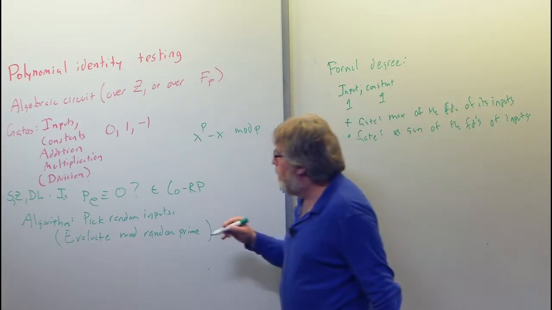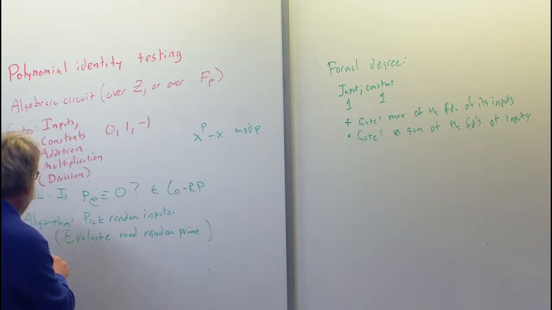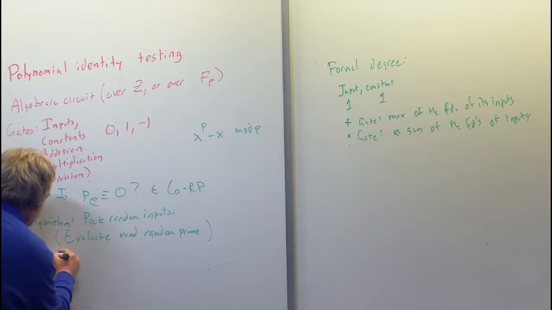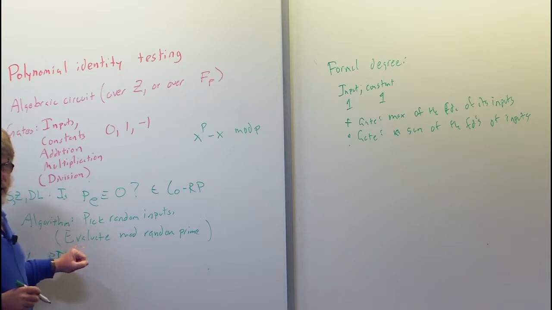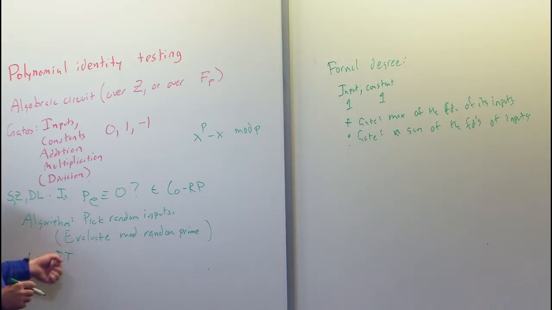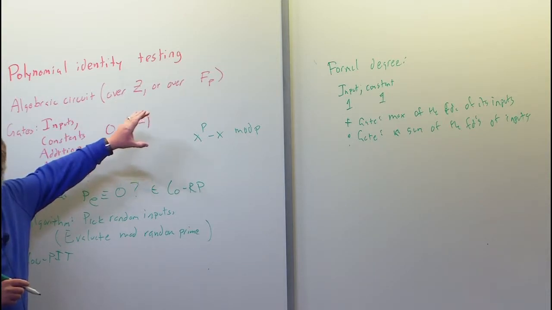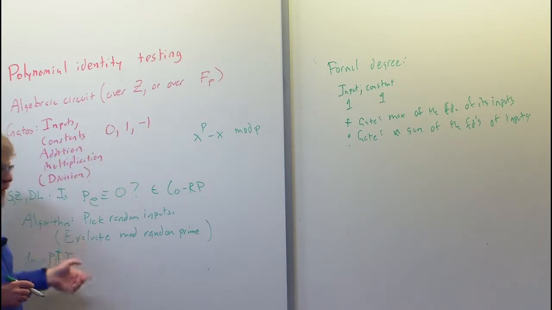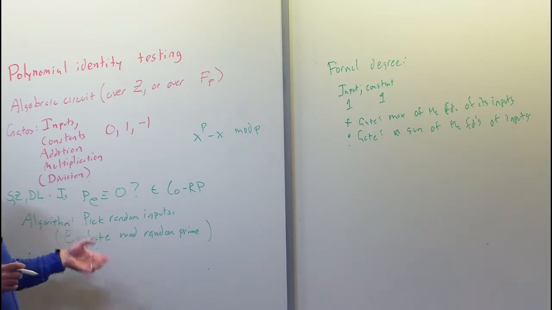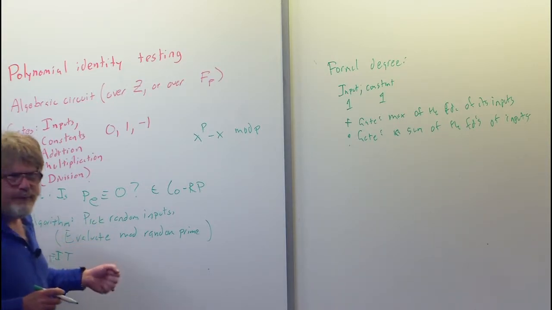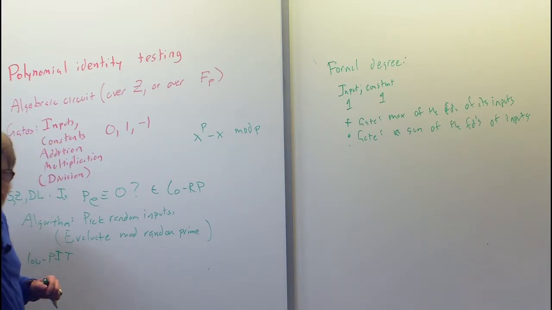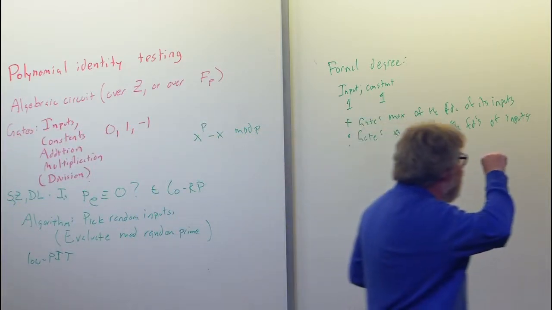Okay, so rather than the general PIT problem, to avoid this issue, let's look at the low PIT problem, which is you're given a formula. So you can compute this low polynomial, this formal degree. So the low PIT problem is given a formula, and you're trying to be polynomial time in the greater of the size and the formal degree. So this still has a lot of interesting applications.